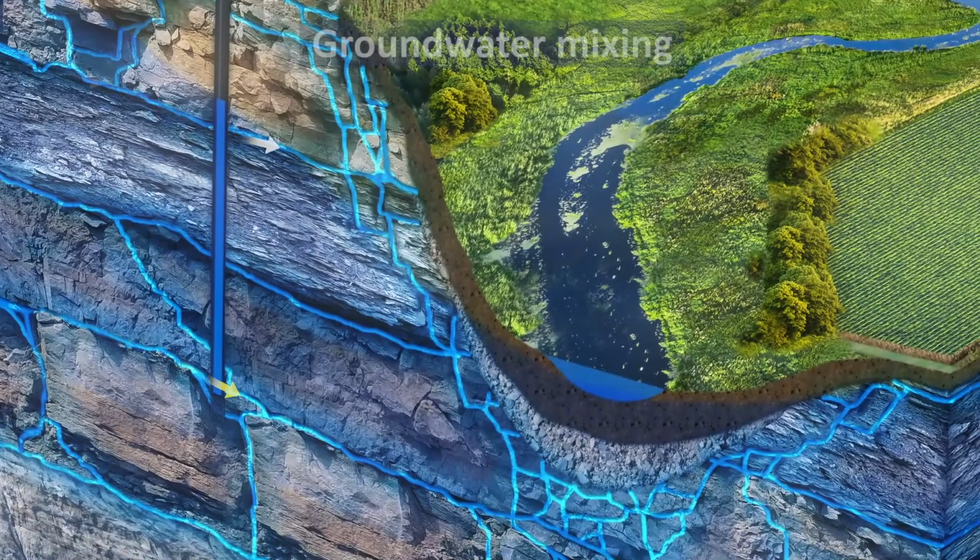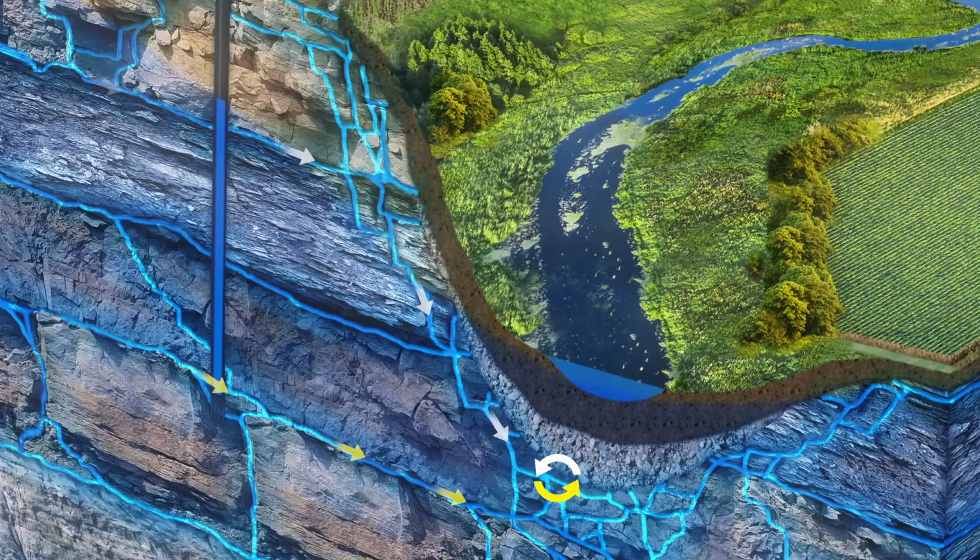In areas of the landscape where the shale has been removed by streams or erosion, younger local groundwater from above the shale mixes with older and deeper regionally sourced groundwater.